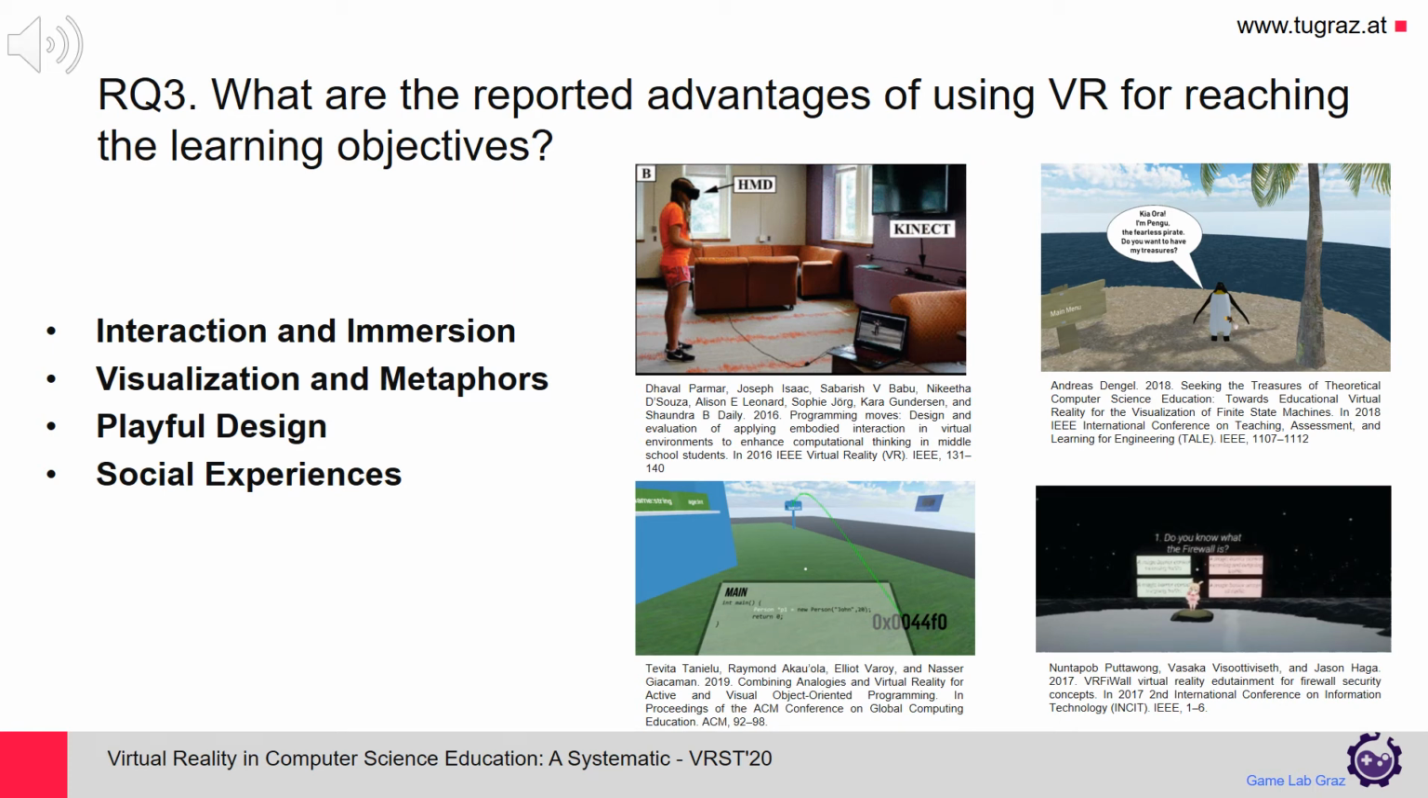When gathering the reported advantages from the different studies, we found 4 common categories. Interaction and immersion seem to be beneficial to engage learners and to induce a sense of presence in the educational environment. Visualizations and metaphors for concepts that are not directly tangible in traditional teaching approaches can support understanding. A playful design helps engaging students as well. Social experiences where learning tasks have to be solved through cooperation and teamwork can improve not only the student's performance, but also foster social skills.